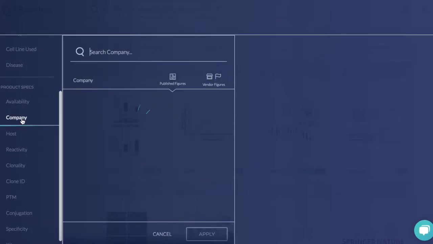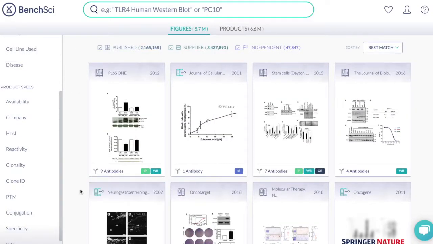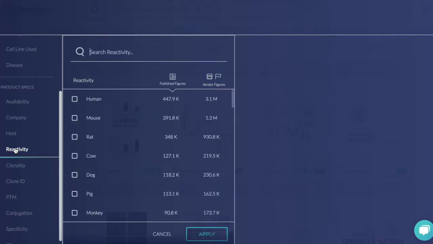Product specifications include availability and company, where you can include preferred vendors or exclude vendors you'd prefer to avoid. You can filter by host of the antibody, its reactivity in various species, and if you're conducting an experiment in two different species, you can select both and even exclude other species.